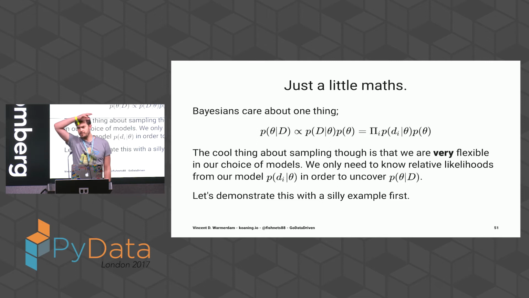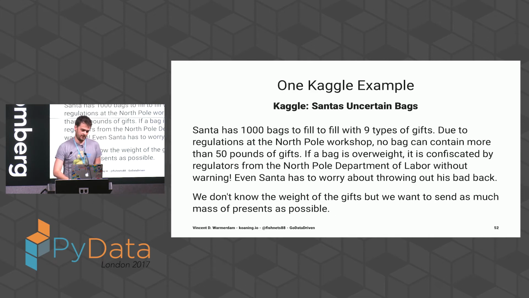So this is still a little bit abstract. So let's just do two examples that show that this might be useful. And because this is a data science conference, we have to have one Kaggle example. So my favorite Kaggle competitions are the ones around Christmas, because then something always goes wrong at Santa's headquarters. In this particular example, Santa has 1,000 bags to fill with 9 types of gifts. And due to regulations at the North Pole workshop, no bag can contain more than 50 pounds of gifts. The idea is you don't know exactly how much this one gift weighs, and you have to assign a gift to a bag. If there's too many gifts in the bag, it will break.